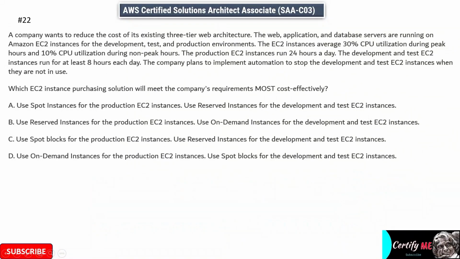A company wants to reduce the cost of its existing three-tier web architecture. The web application and database servers are running on Amazon EC2 instances for the development, test, and production environments. The EC2 instances average 30% CPU utilization during peak hours and 10% CPU utilization during non-peak hours. The production EC2 instances run 24 hours a day. The development and test EC2 instances run for at least 8 hours each day. The company plans to implement automation to stop the development and test EC2 instances when they are not in use. Which EC2 instance purchasing solution will meet the company's requirement most cost effectively?